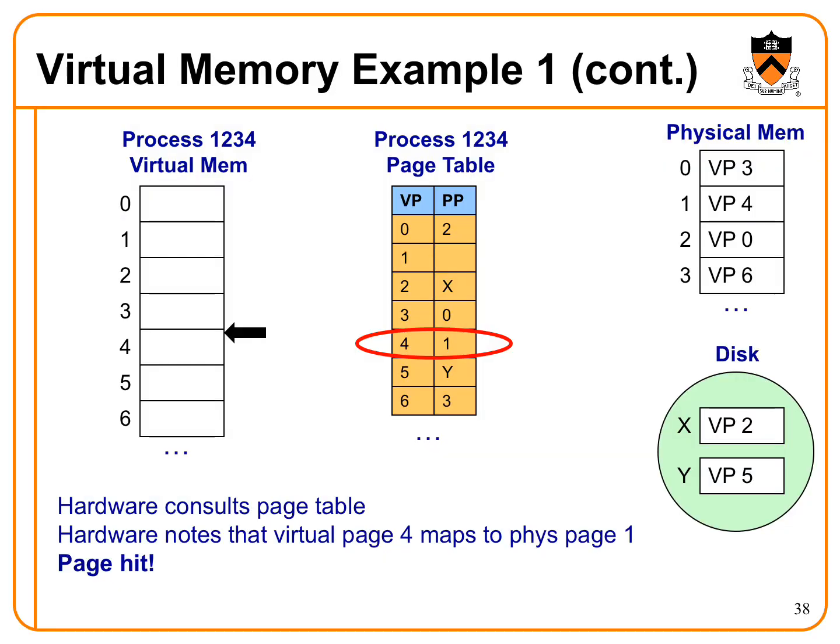We want to access that address, hex 40002, which we know from the previous slide is virtual page 4. The hardware is going to note, using the page table, that virtual page 4 maps to physical page 1. And that's a page table hit. Great. At this point, we've only had the hardware involved. The OS hasn't had to do anything.